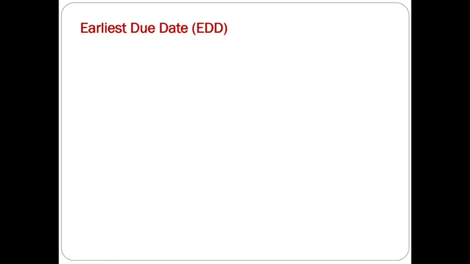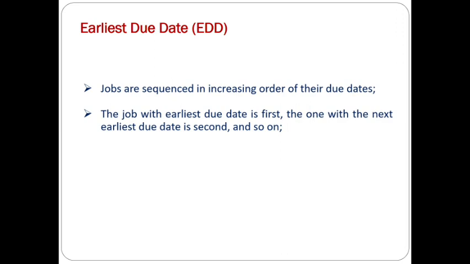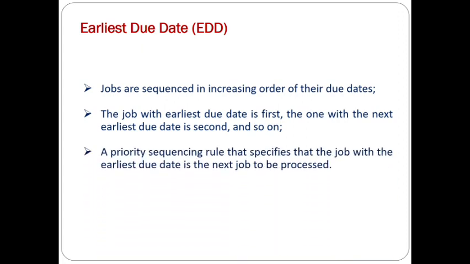Next is the earliest due date rule. So here jobs are sequenced in increasing order of their due dates. So the job with the earliest due date is scheduled first. The one with the next earliest due date is scheduled second, and so on. We'll see an example for that. So this is a priority sequencing rule that specifies that the job with the earliest due date is the next job to be processed.